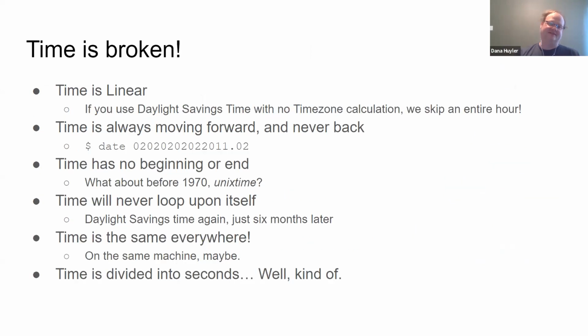Time sucks. It's broken. It's not linear because of daylight savings time. And you can go and edit your calendar clock on your machine, and you can set the date to whatever you want. And all of a sudden, boom, now you've gone backwards in time according to the computer.